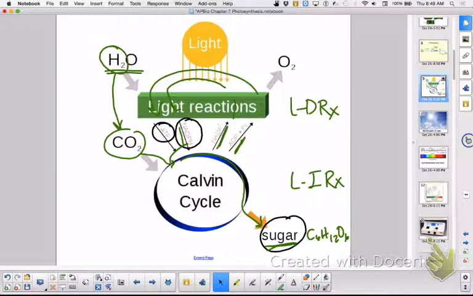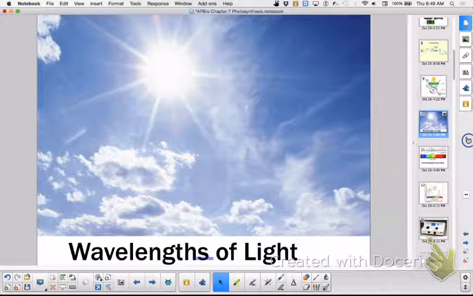So right now, the section we're entering into is just talking about the light-dependent reaction. We're going to start by talking about the sun, the light. On your notes, you have introduction. Most of the light that hits the Earth's surface is visible light.